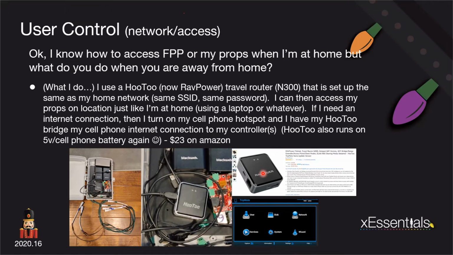So if I'm at a parade, I can still log on with my phone or whatever laptop, and it's just like I'm on my home network. It also makes it easy because all of my mobile props, my Raspberry Pi Zero, when it's at home, it's on my home network. When it's away from my home, it still thinks and looks and acts like it's on my home network. If I need an internet connection, then I turn on my cell phone hotspot, and the Hutu can actually bridge a cell phone internet connection for you, while still maintaining that same home network SSID.